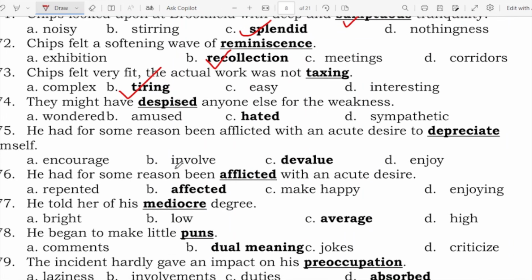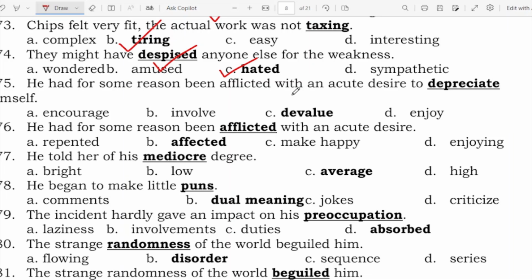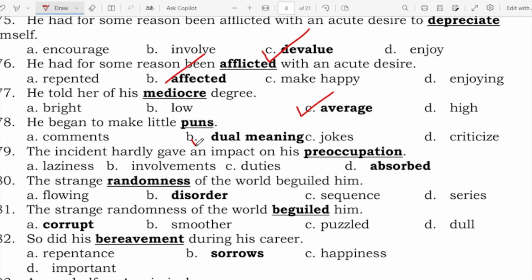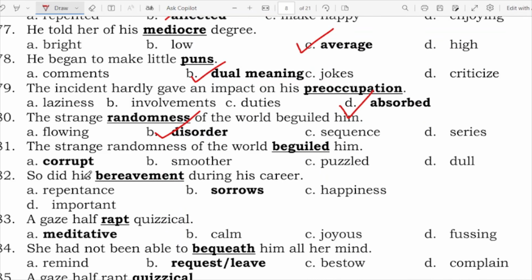They might have despised. Despised means hatred, disdain. And depreciate. Depreciate means devalue. And afflicted, affected painfully, mediocre, average type of degree he had. He began to make little puns, dual meanings, and the use of words in a very funny way. His preoccupation, absorbed, very much busy. Randomness, disorder. The strange randomness of the world, beguiled, corrupt.